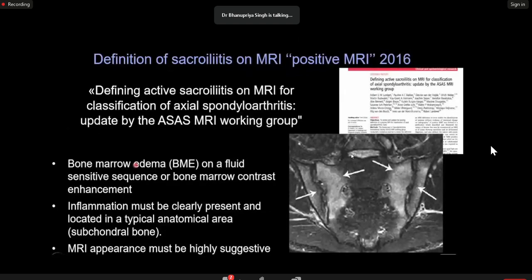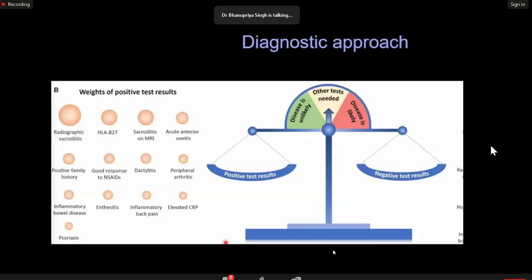Now, this is a paper that gives a precise definition of when to call things bone marrow edema, and is recommended by the ASAS criteria. While defining active sacroiliitis on MRI, the classification of axial spondyloarthritis is done by this workshop. Bone marrow edema is to be studied on a fluid sensitive sequence or a post contrast sequence. The inflammation must be clearly present, and the typical location, along the subchondral aspect and adjacent to the capsule, like we mentioned, is the most characteristic anatomical location for SPA, and that makes it highly suggestive.